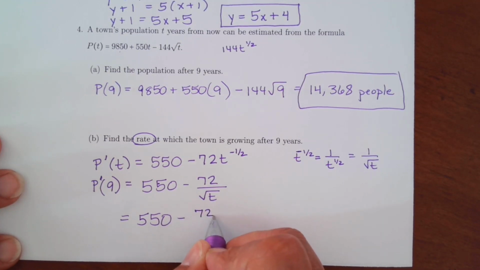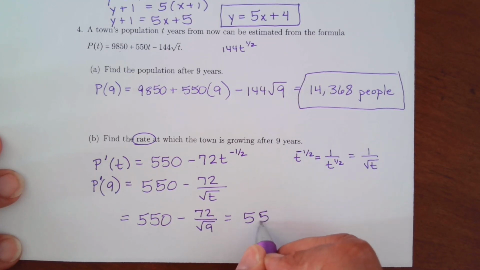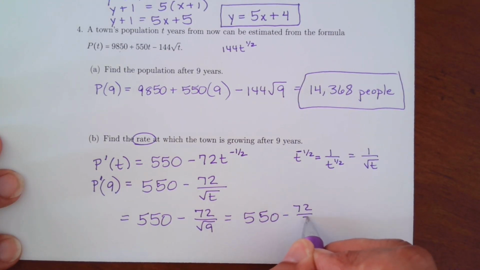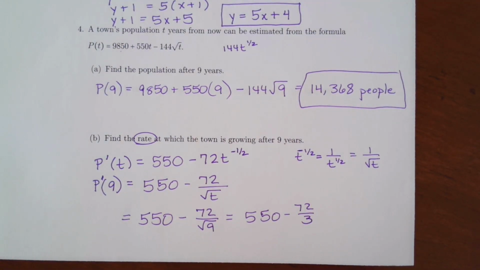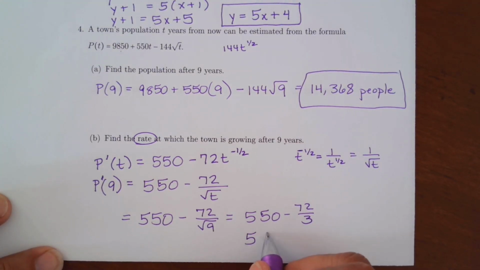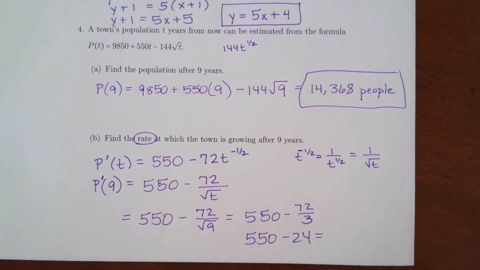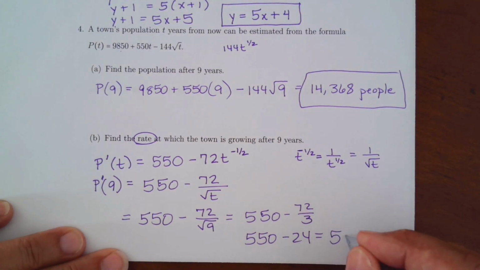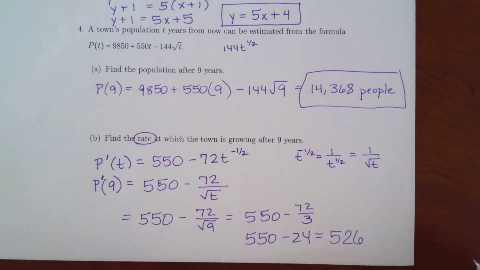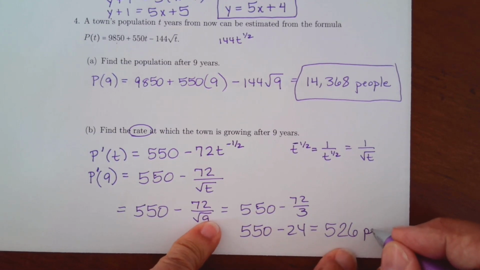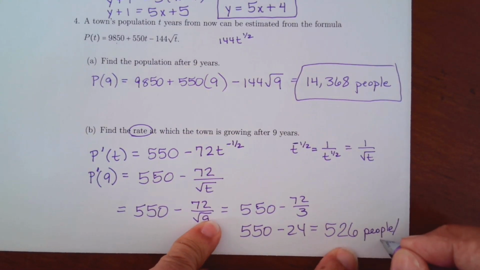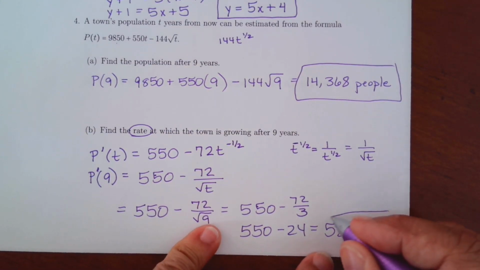So 72 over the square root of 9, that's 550 minus 72 divided by 3, right? So 72 divided by 3 is 24. So we get 550 minus 24, which is 526. Now that's a rate. So this is people per year. Okay, that's a rate.